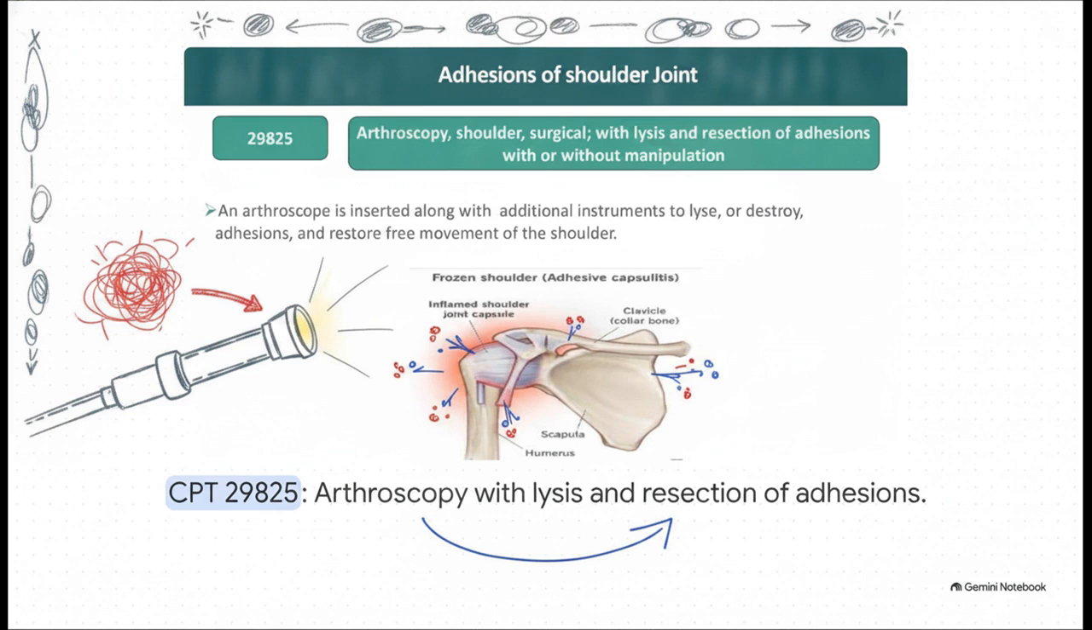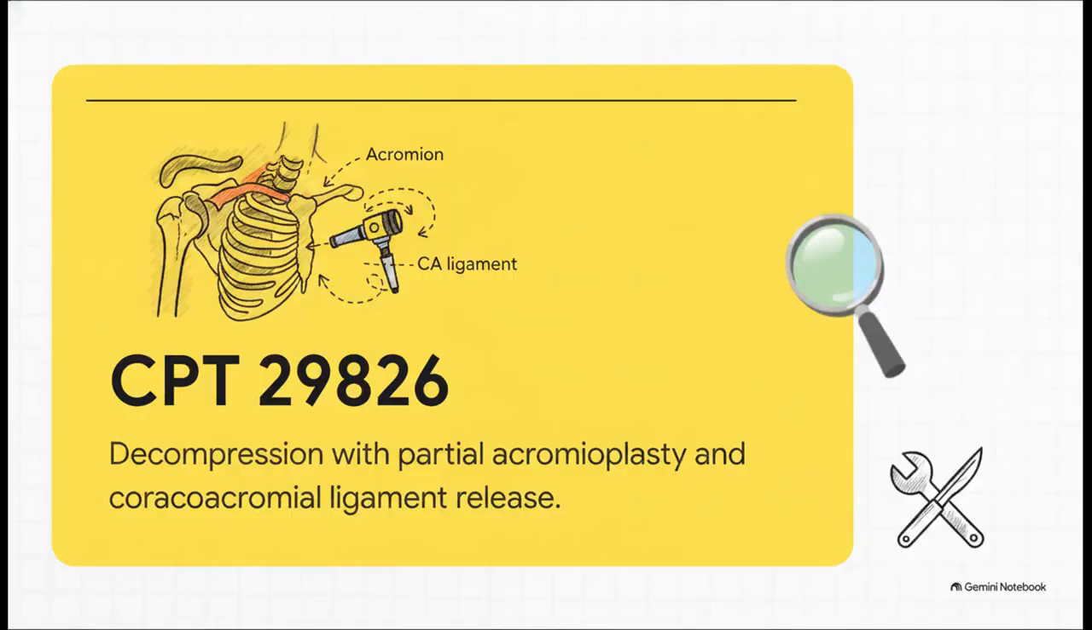restoring that free joint movement the patient desperately needs. Building directly on our earlier anatomy lesson, we turn to CPT 29826. Now remember, this is an add-on code. It dictates the decompression of the subacromial space with partial acromioplasty. Crucially, the code description explicitly requires the surgical revision of the acromion and the release of that all-important coracoacromial ligament, the CA ligament we highlighted earlier, to alleviate shoulder joint impingement.